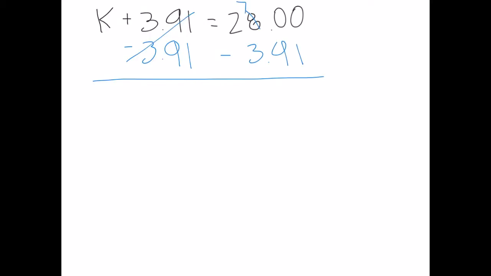The 8 turns into a 7, the 0 turns into a 10, but now a 9, so that the 0 can turn to a 10, and now we can just subtract normally. 10 minus 1 is 9. 9 minus 9 is 0. 7 minus 3 is 4, and the 2 minus 0 is 2. Then we need to move the decimal over twice, and that is our answer.